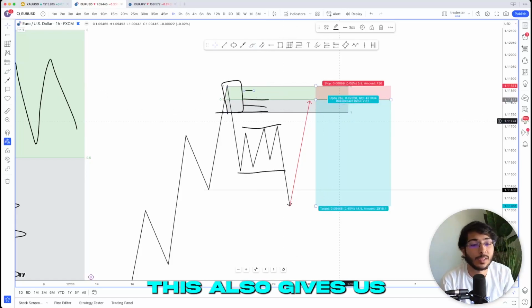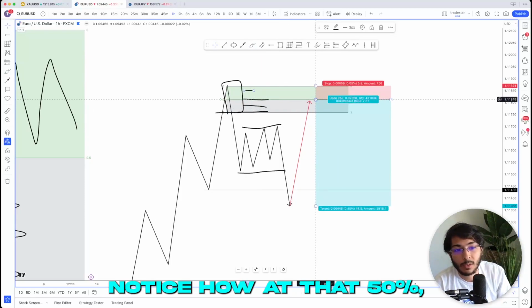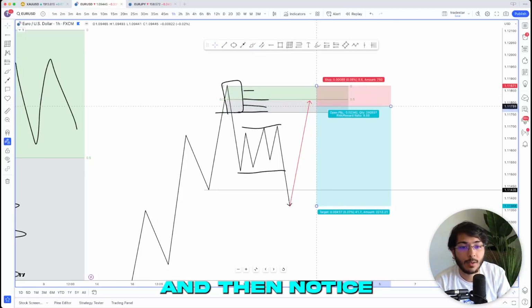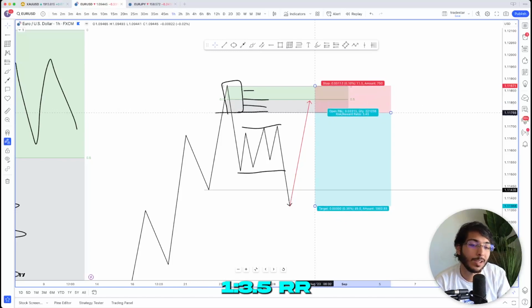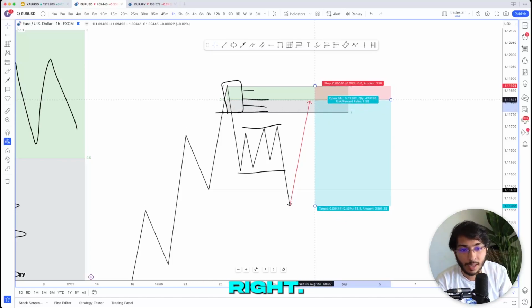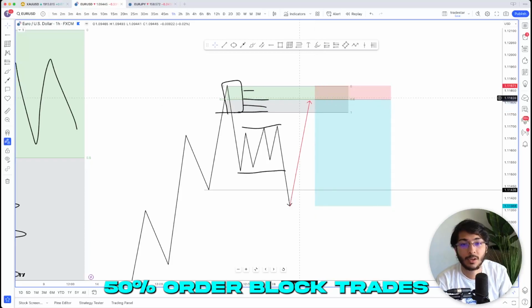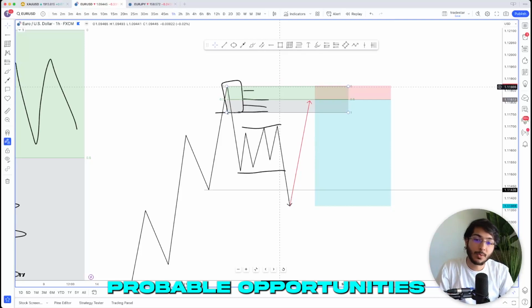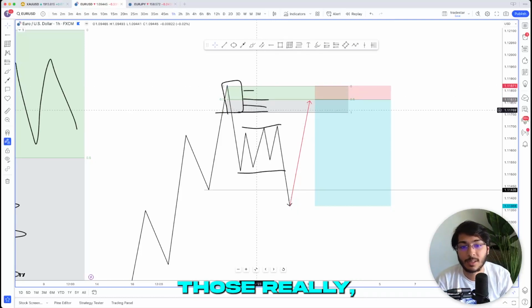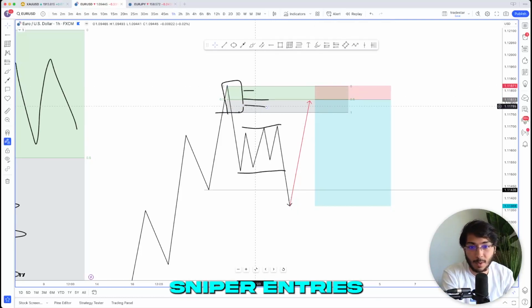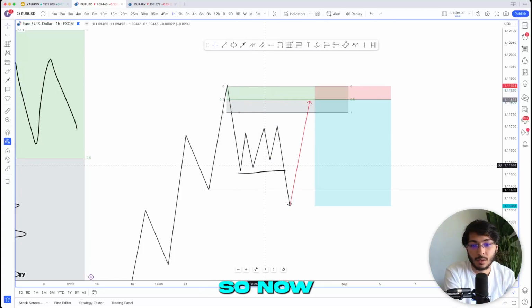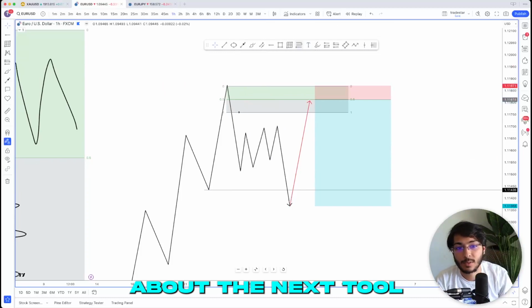This also gives us the most optimal risk to reward. Notice how at the 50%, this idea would be a 1 to 7. And then notice how at the open, it's about a 1 to 3.5, right? Catching these 50% order block trades using the Gann Box gives us the best probable opportunities when it comes down to catching those really, really nice sniper entries and things of that nature. Amazing. So now let's talk about the next tool we like to use.